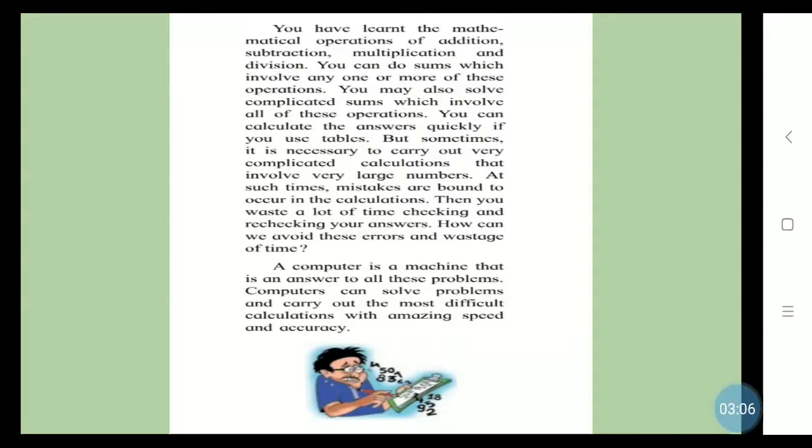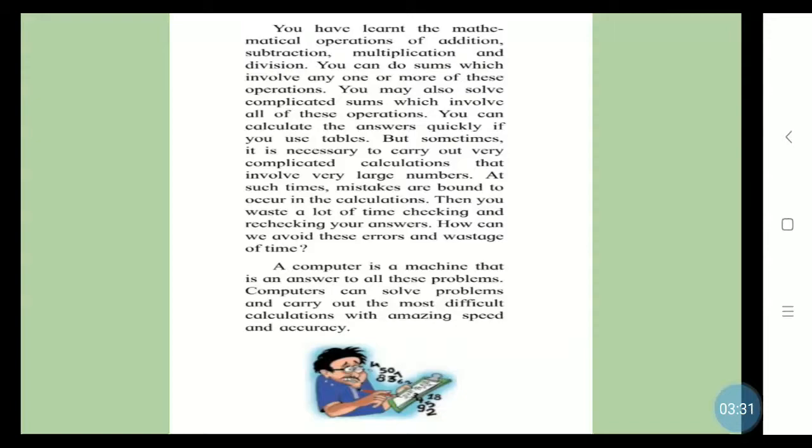A computer is a machine that is an answer to all these problems. Now what is the solution to the problem? A computer. Now this computer, as I told you, is a machine which does a number of calculations. It stores information, it arranges information for you. So this is the answer to all the problems.